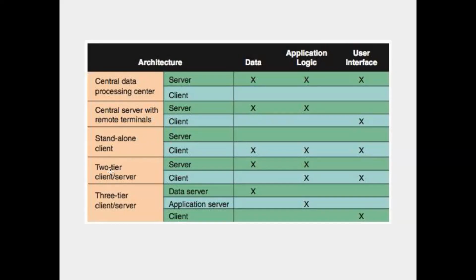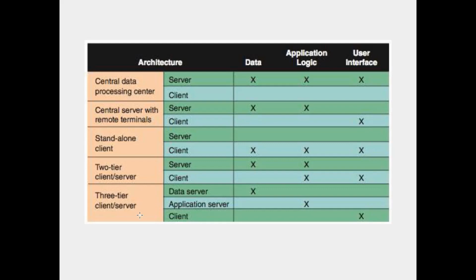Two-tier client-server architecture, we already discussed the idea. The server handles both the data and application logic, and the client handles application logic and user interface. So what it says, basically, is that application logic is split between server and client.